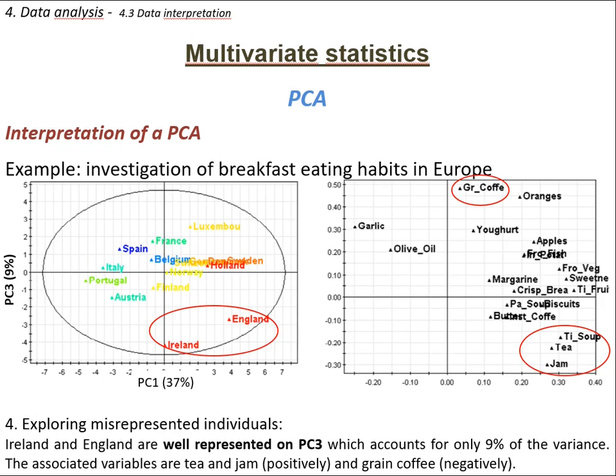Now you can explore a bit more of this data set by plotting then on the third principal component. If you look at the ordinate here, it's PC3, the third component, which expresses only 9% of the total variance. But it concerns mostly Ireland and England, which is quite interesting because they belong to the same type of culture. They are very connected. And you see that they are associated with less consumption of grain coffee, but a higher consumption of tea and jam, which is, of course, something that is famously known from the English breakfast.